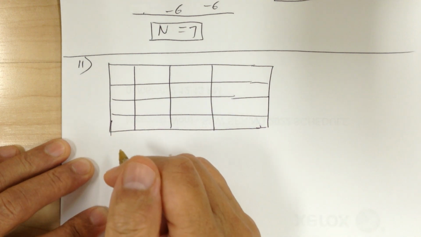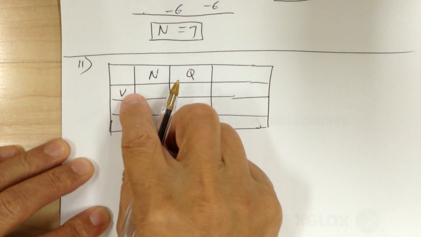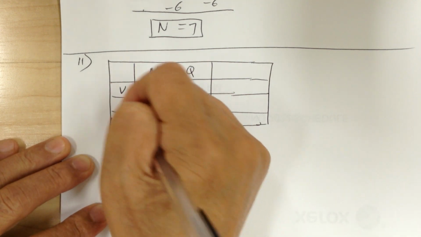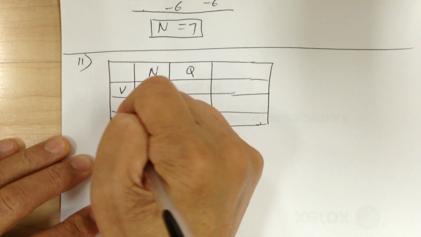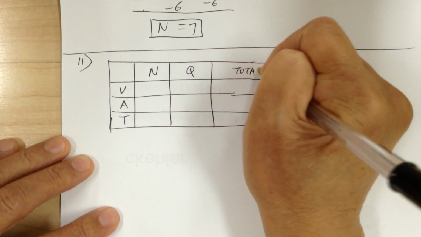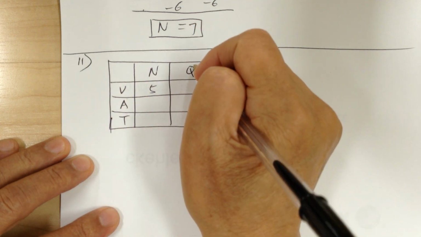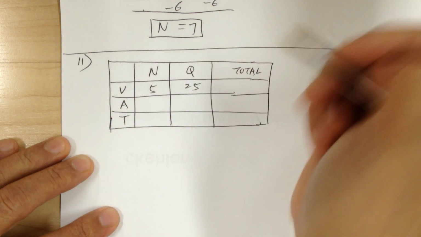So you have the nickels and quarters. This is the value of each coin, this is the amount, how many, and this is the total value. The value of a nickel is 5 cents. The value of a quarter is 25. That's kind of obvious.